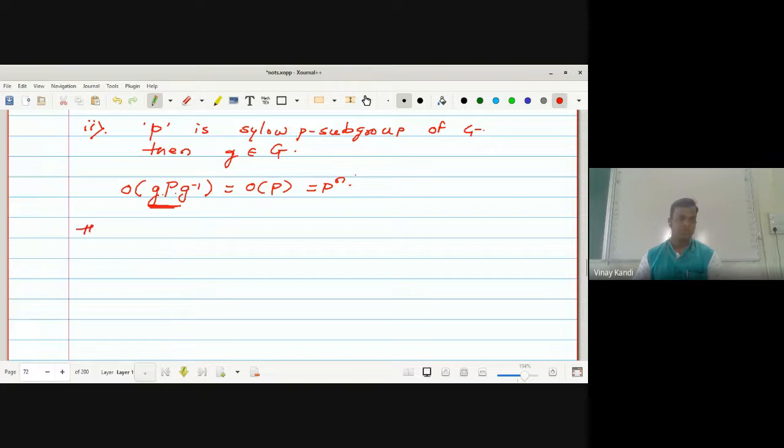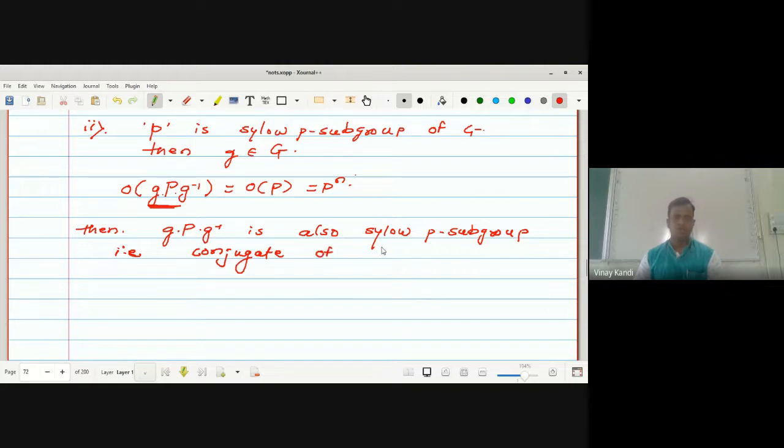Then g P g inverse is also a Sylow P subgroup. What is the meaning of this? The conjugate of a Sylow P subgroup is a Sylow P subgroup.